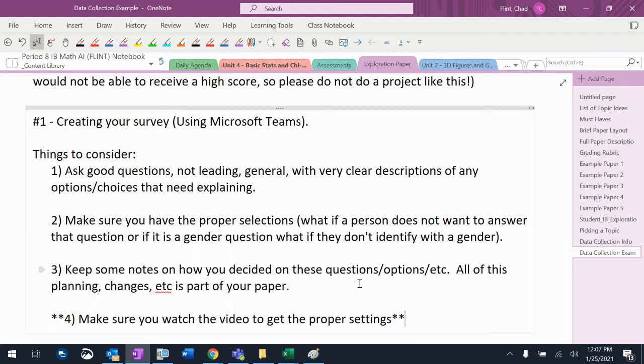And then the last thing is, remember, you're writing a paper on this. So you want to keep notes for yourself someplace on how you picked your questions. How did you decide on what options to have? Did you make changes to it because you were worried about questions being biased or possibly people not wanting to answer certain questions? So we got to think about all these things as we get into it.